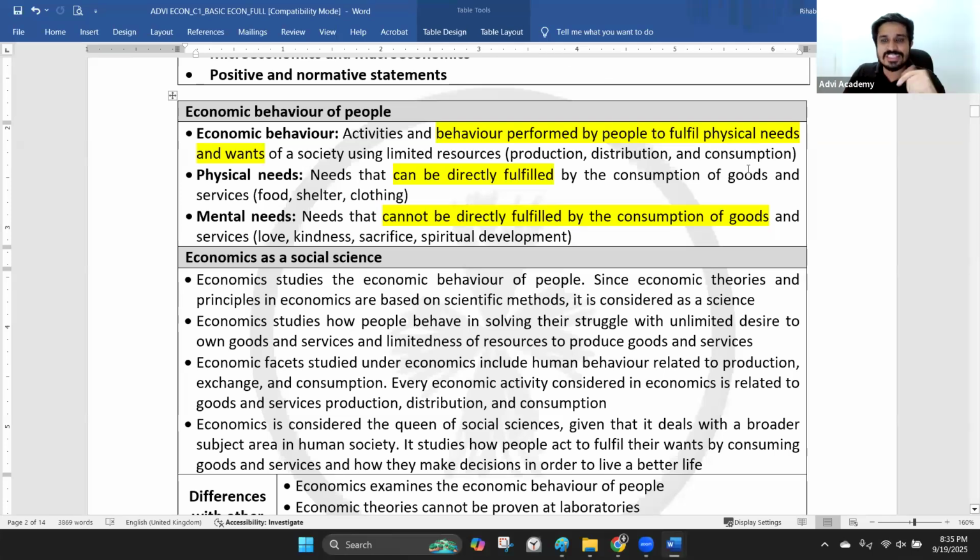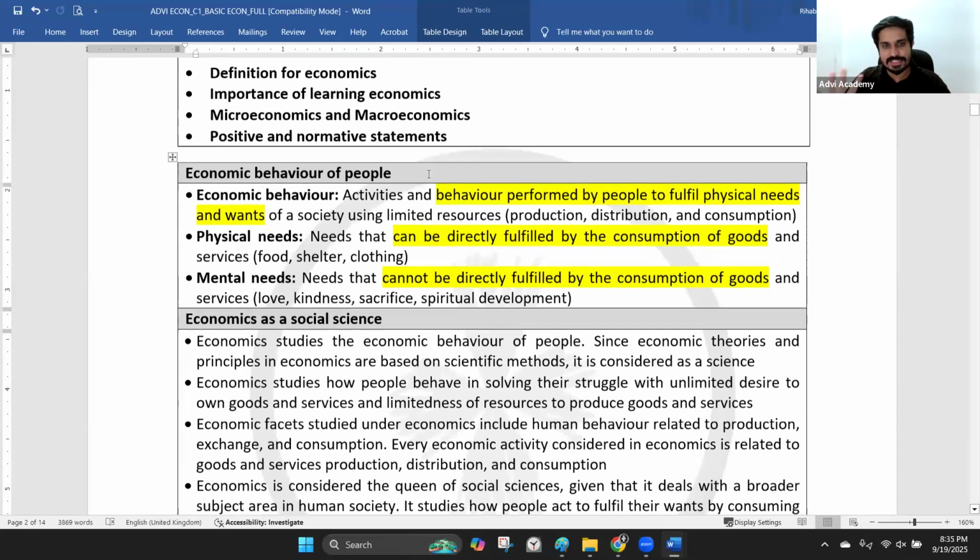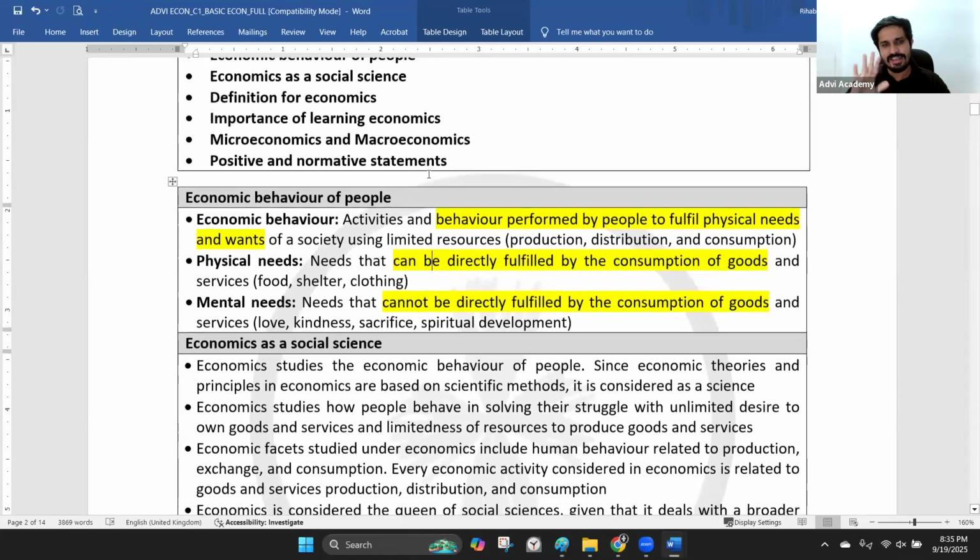Whereas needs, of course, you can directly fulfill by goods. So these are some of the definitions as far as economics is concerned. I'm not going to put this into the short note because that's not that important as far as this is concerned. It's in the tune. We've highlighted it. Let it be.